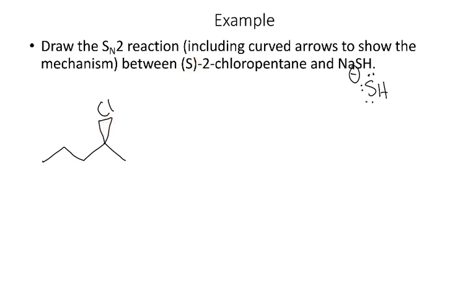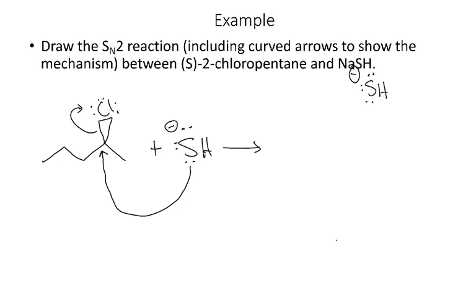I'm going to go ahead and put the lone pairs on the chlorine, and then I'm going to react that with my nucleophile. The mechanism is going to be that one of the lone pairs on my nucleophile attacks the alpha carbon, and at the same time, the carbon-chlorine bond is going to become a lone pair on that chlorine as it turns into a leaving group.